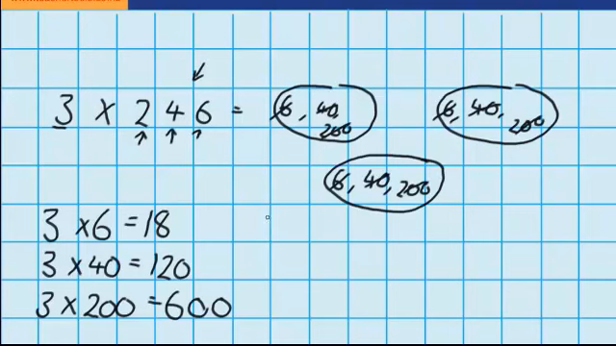Now all I need to do is add these amounts together. 600 plus 120 plus 18 equals 738. So the answer to 3 times 246 is 738. Let's try another question.